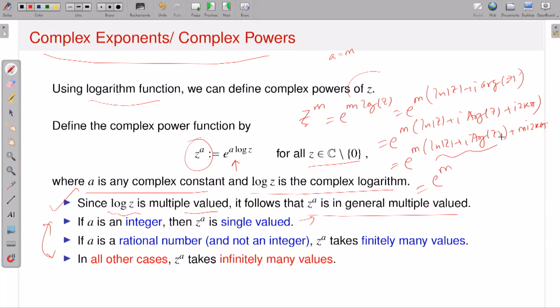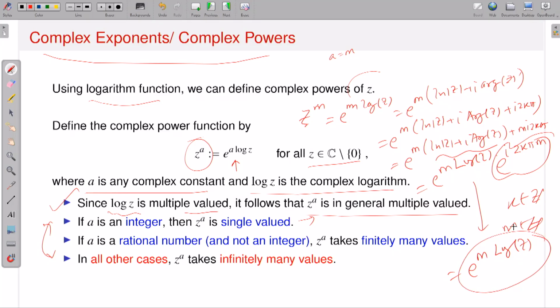The first part is e to the power m times capital log of z. Then, using the properties of the exponential, the other factor is e to the power i times 2k pi m. But m is an integer and k is an integer, so this value will always be 1. So it is exactly equal to e to the power m capital log of z. But capital log of z is a single valued function, and m is fixed, so this is a single valued function. Therefore, if a is an integer, this is always single valued, because at the end it will only have 2k pi i.